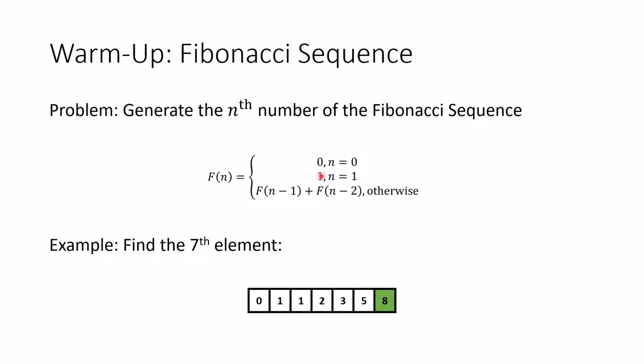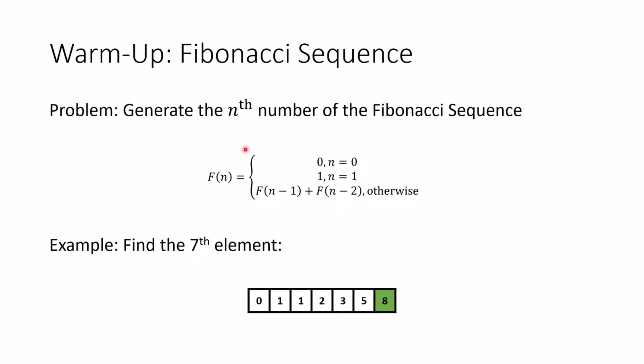So you have a couple of base cases. f of 0, so at n equals 0, will be 0. f of 1 is just 1. And the rest of the terms are just given by the previous two. So f of 3 would be f of 2 plus f of 1. f of 5 would be f of 4 plus f of 3, and so on.